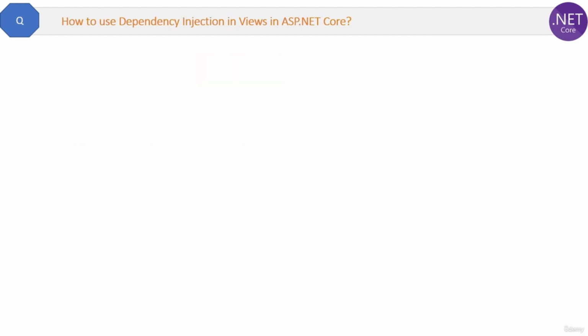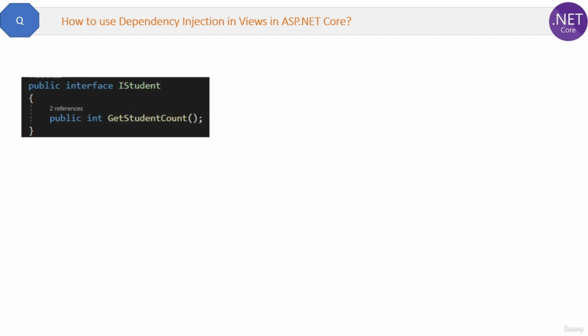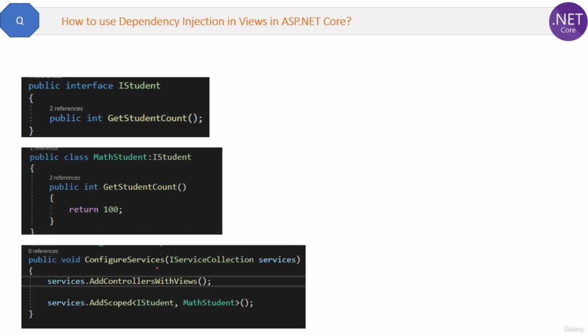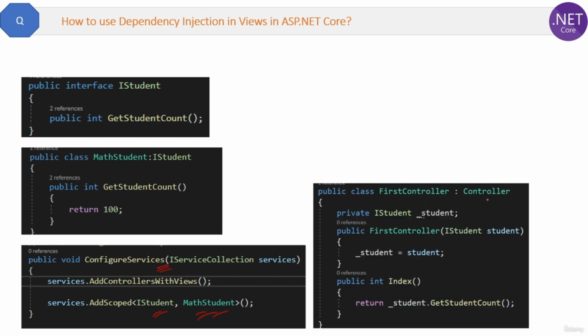How to use dependency injection in views in ASP.NET Core? We already know how to inject dependencies in controllers. For that we have the iStudent interface, and then we have the math student class which implements that interface. Then we registered the math student service in the configure method of the startup class like this, and finally we injected the service in the controller like this. Up to here I already explained in previous questions.